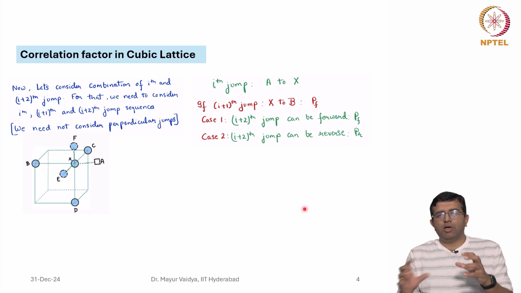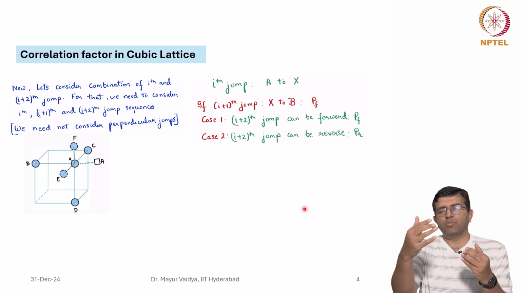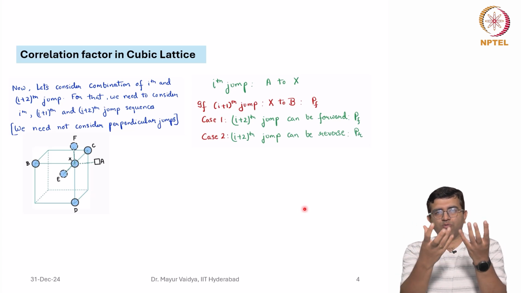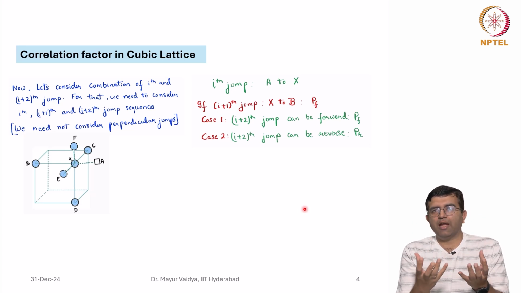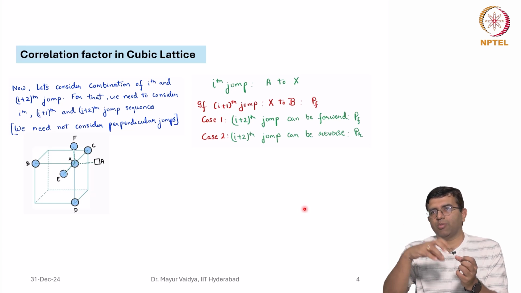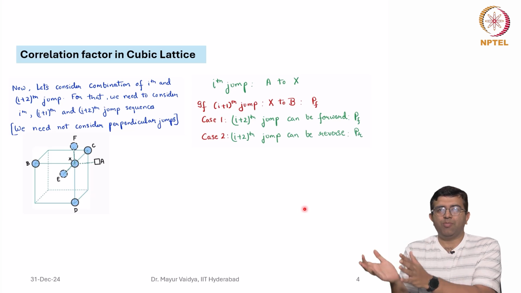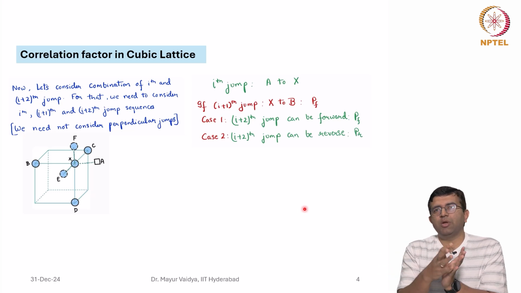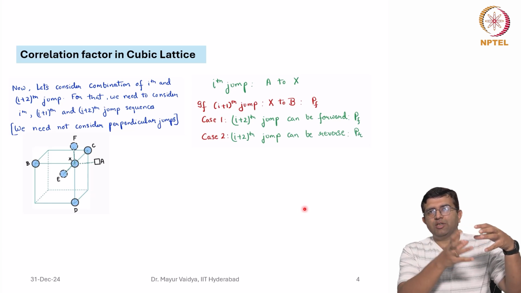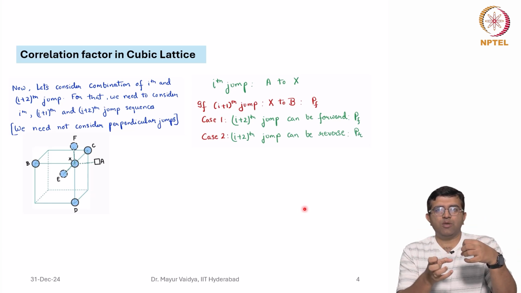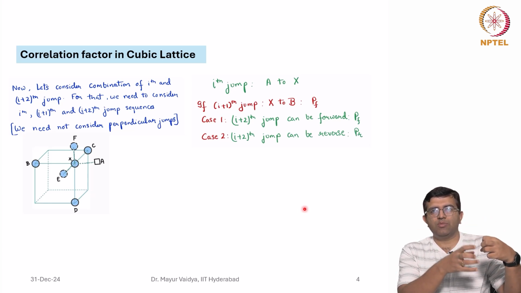So you know that when you have two jumps, it is like if you have a bag full of red and black balls, and you want to find the probability that the first ball is red and the second ball is black, then you multiply the probabilities, right? Similarly, now you have to say, okay, the ith jump was from A to X. What is the probability that my I plus 1th jump is from X to B?